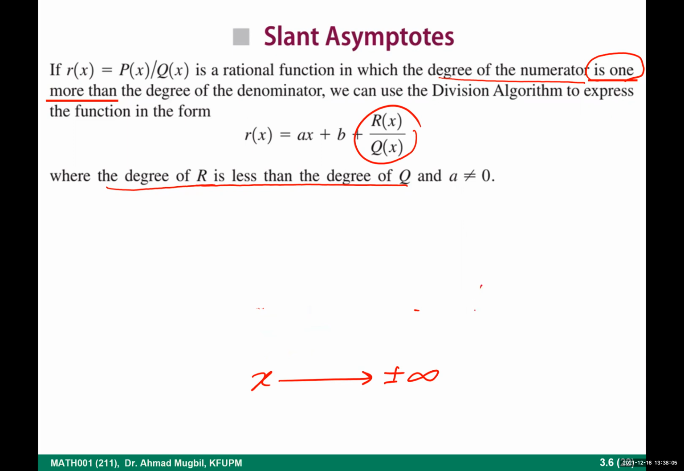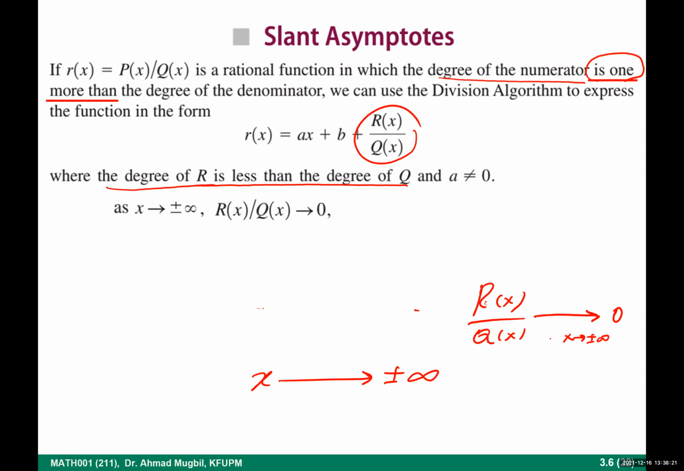When you have r of x over q of x, and the degree of r is less than the degree of q, this will go to what? To 0 as x goes to positive or negative infinity. Why? Just remember 1 over x. Remember the case of the horizontal asymptote when x goes to infinity and negative infinity.